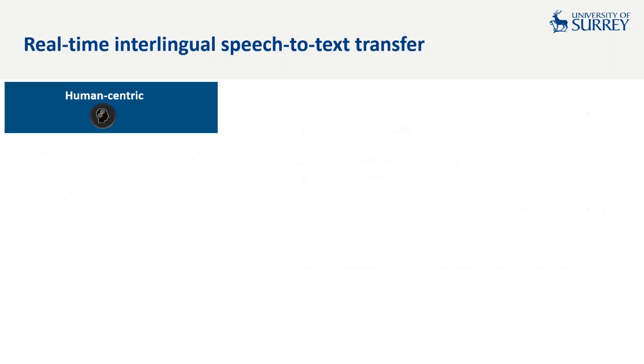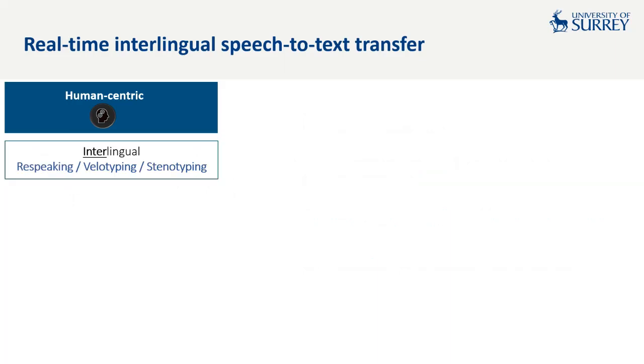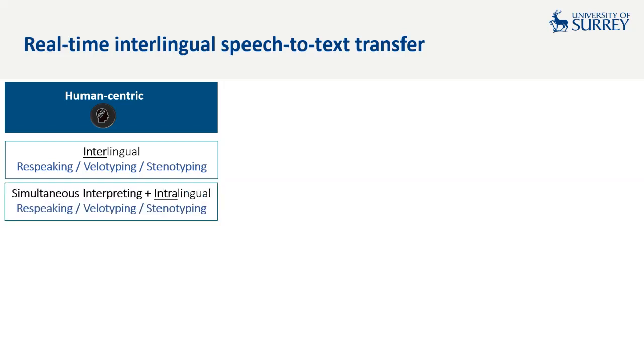So, the human-centric end of the continuum includes workflows based on a single method, interlingual techniques, for instance, respeaking, velotyping, or stenotyping. Mixed methods techniques are also possible. Simultaneous interpreting provides translational transfer and can then be combined with intralingual respeaking, velotyping, or stenotyping.